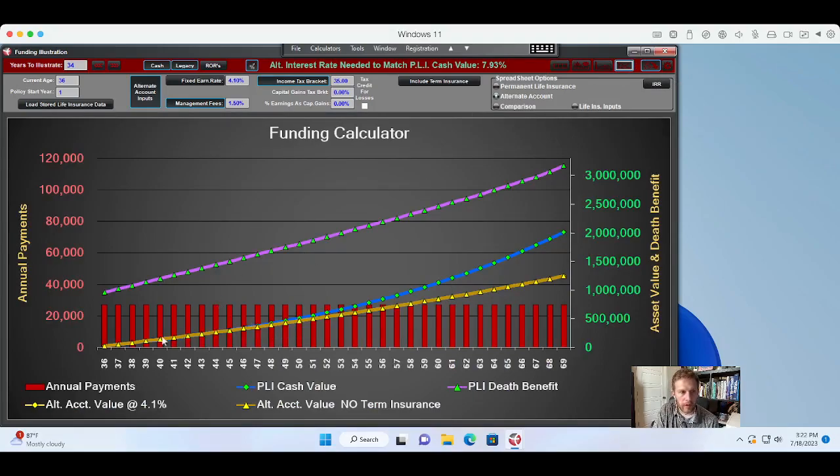I really like this graph because it shows it pretty well. So you're pretty much even. The yellow line is the alternative account. The blue line is the whole life insurance. Pretty much even, and then the alternative account dies off because of those management fees, because of those taxes.